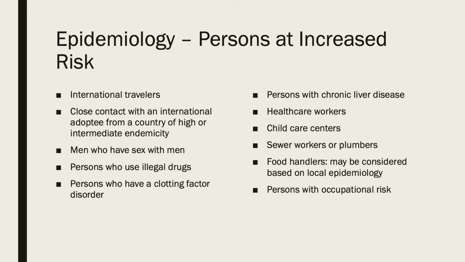There are specific persons at increased risk. A lot of it has to do with food and sanitation, like I mentioned earlier. But just to go through the increased risk persons real quick: international travelers, again, dealing with things like that; close contact with an international adoptee from a country of high or intermediate endemicity; men who have sex with men; persons who use illegal drugs; persons who have a clotting factor disorder; persons with chronic liver disease, kind of like I mentioned earlier.